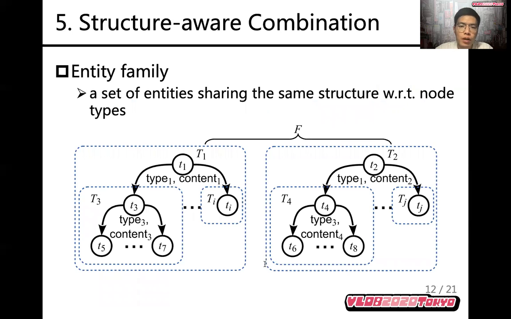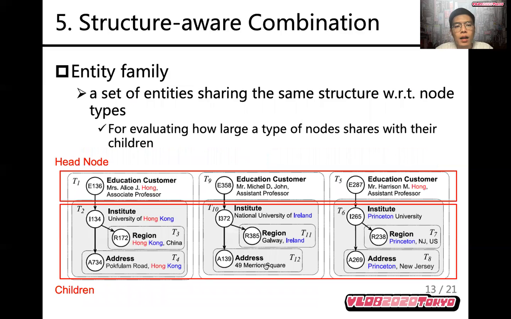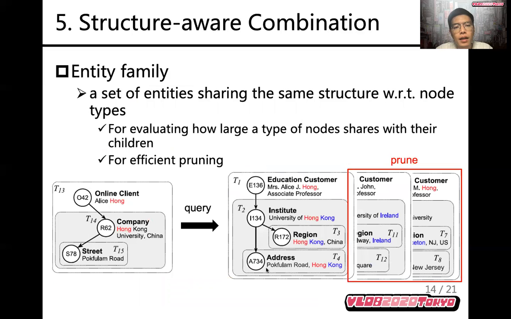The structure-aware combination in our proposal is enlightened by an observation. If most entities with the same structure share contents between head node and their children, the shared terms in children are likely to be representative in parents. We define the entities sharing the same structure as an entity family. The entity family can be used for evaluating how large a type of nodes share with its children. It can also be used for efficient pruning.